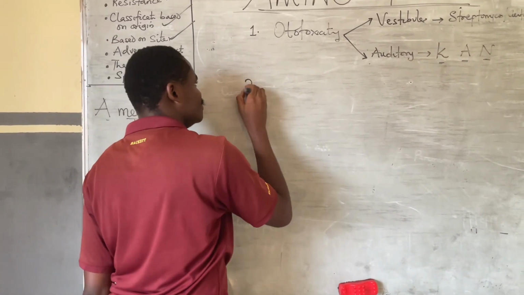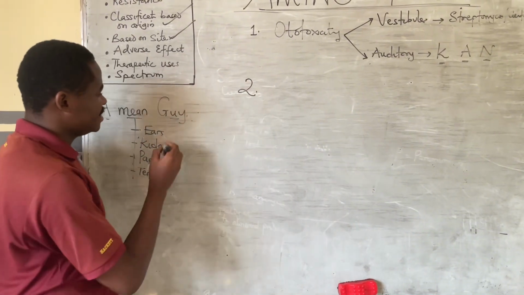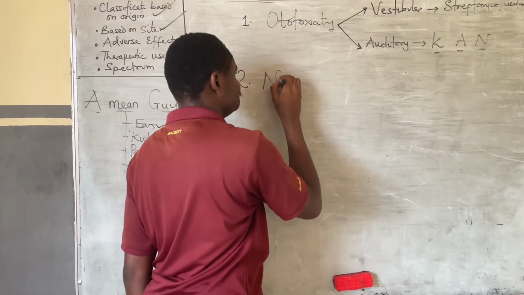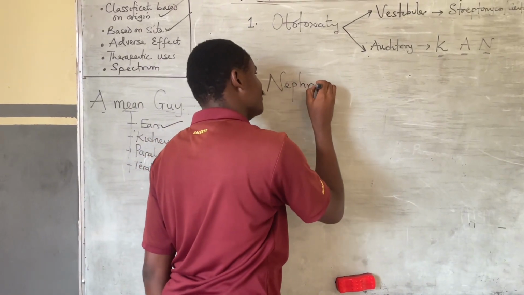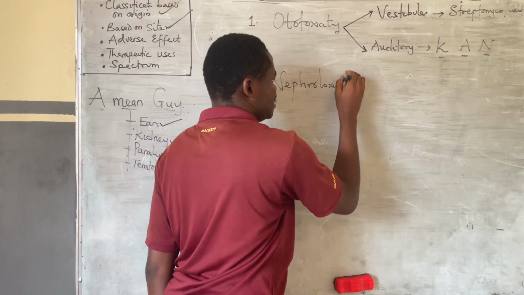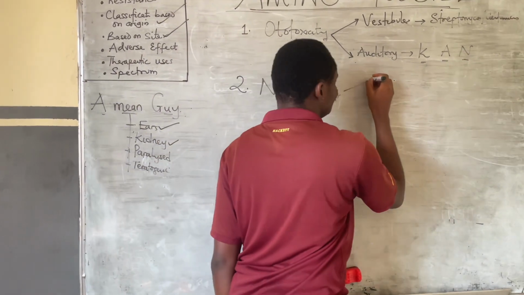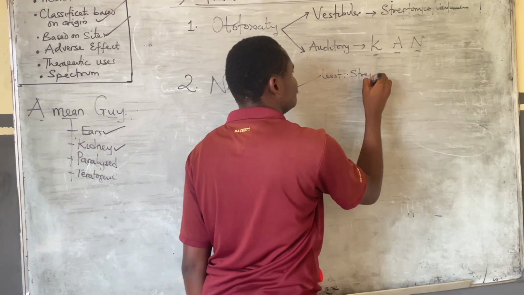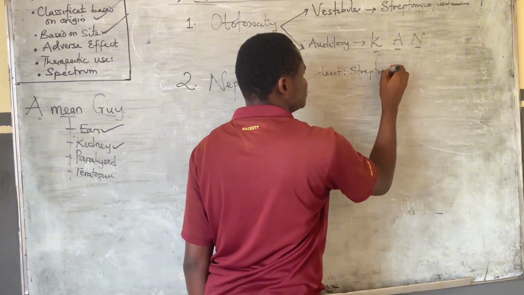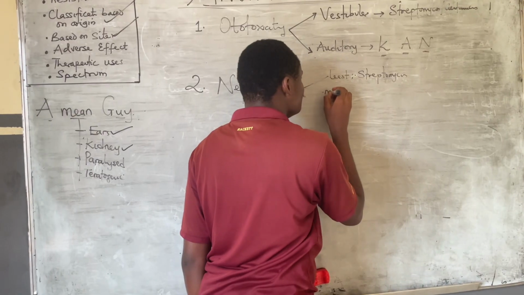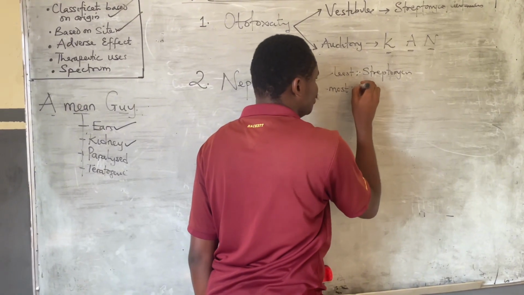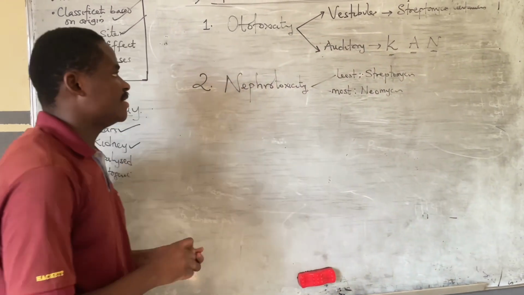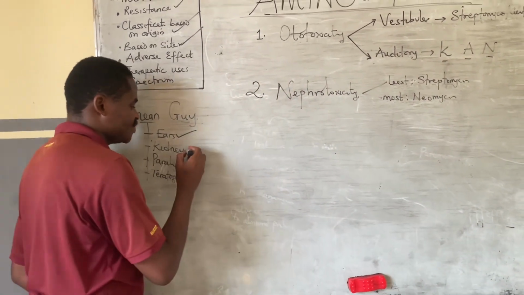Now, number two, based on this, dangerous to the ears. How about to the kidneys? That is nephrotoxicity. Now, for nephrotoxicity, what is the least nephrotoxic? That one is streptomycin. Streptomycin is the least toxic. But which one is the most toxic? Neomycin. All right? So that's dangerous, so you must monitor levels.